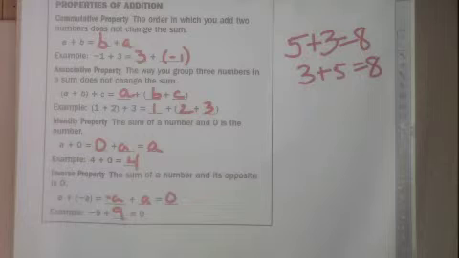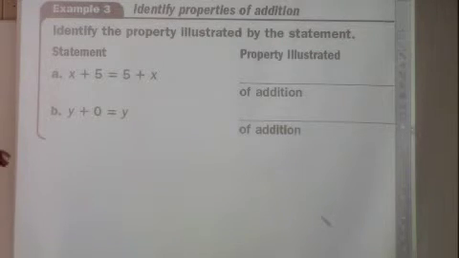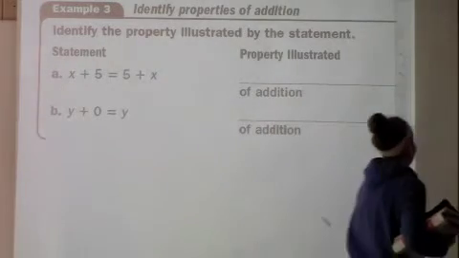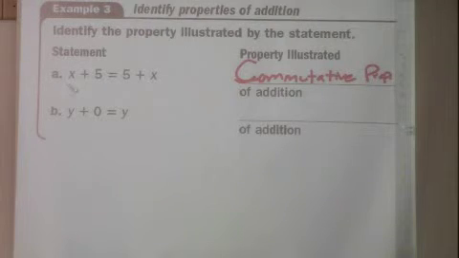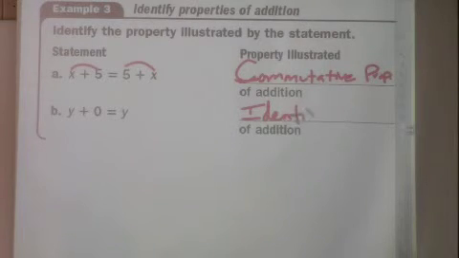So what I want you guys to do is you've got that list of properties. I want you to tell me which property is illustrated right here in example 3a. x plus 5 equals 5 plus x. Which one is that? The commutative property. Good. This would be our commutative property of addition. Why? Because they commute to work, they commute back, the distance is the same, the order isn't important. How about y plus 0 equals y? Which property is that? The identity. Yep, that's our identity property. Any number plus 0 is itself.